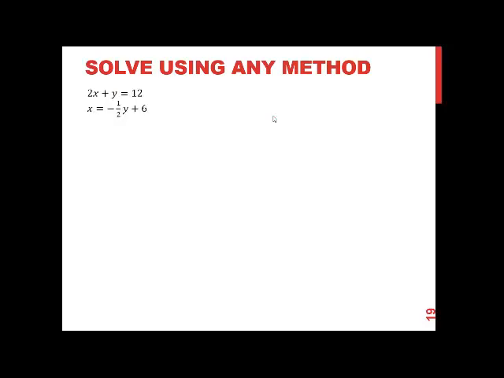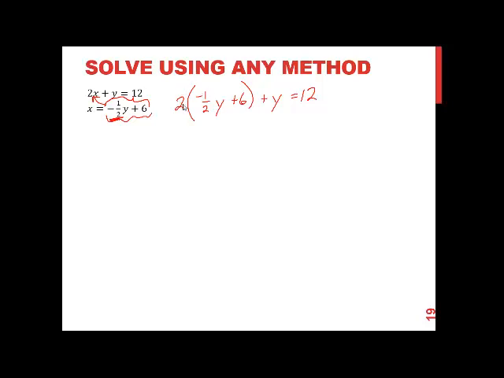Solve using any method. Oh boy. We could use substitution, and I think I will, because when I bring this x and multiply it by 2, I'm going to get rid of that nasty 1/2. So let's do that. 2 times negative 1/2 y plus 6 plus my y equals 12.